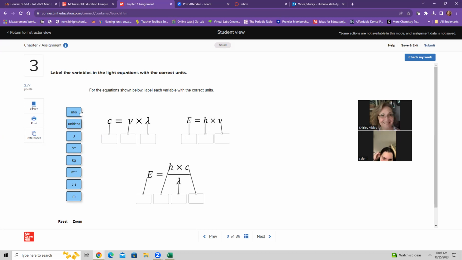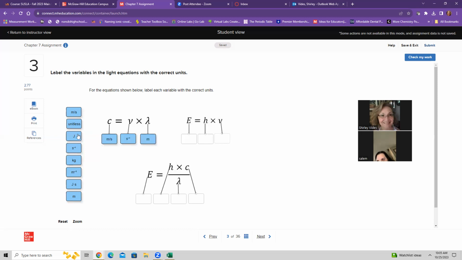All right, so c is meters per second because it's the speed of light. You have to remember the units, that's the main thing. Normally wavelength is not in meters but in nanometers, but let's put it in meters. Nu is frequency, which is hertz, which is per second. It's how many wavelengths it goes per second, and there's no actual name for it. And that's it for that one.